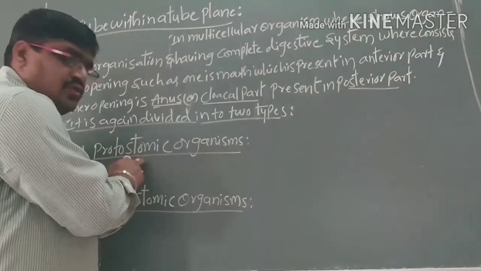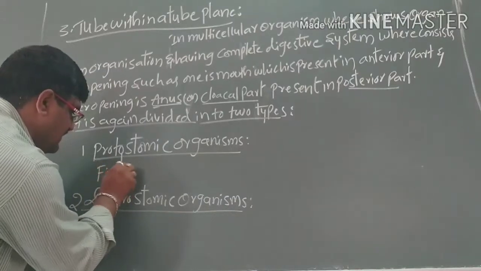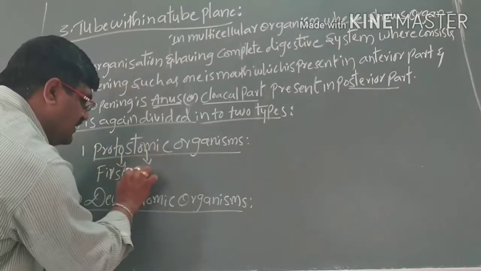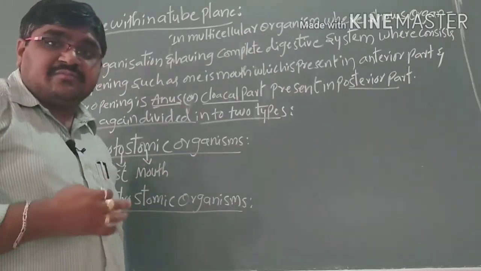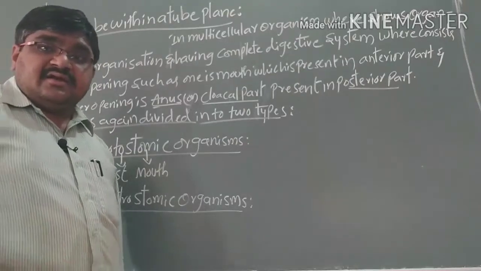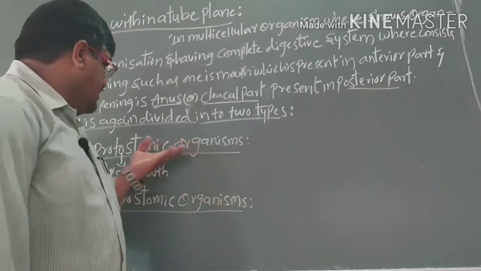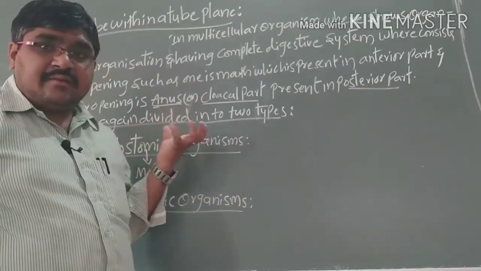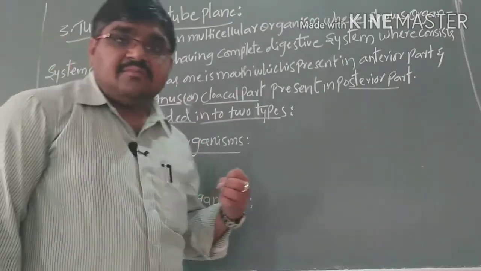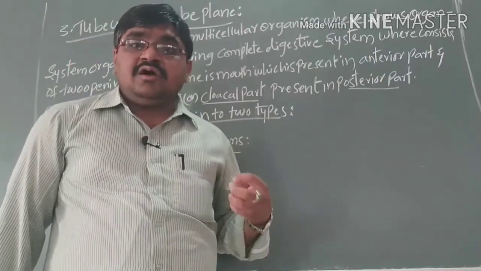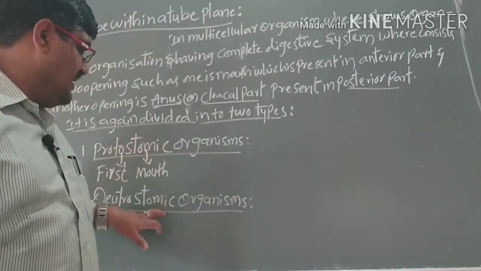Proto means first, and stomach means the mouth. Here in these organisms, the mouth formation takes place first, and later the anus formation takes place. Such organisms are called protostomes. Based on the blastopore, in the gastrulation of embryonic development, these are classified into two types: protostomic and deuterostomic.